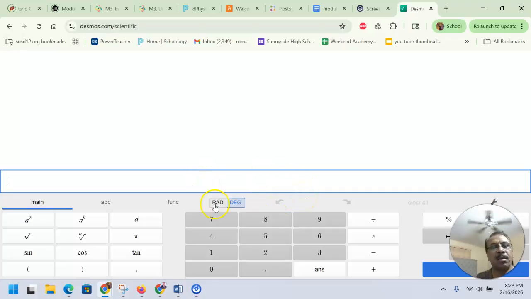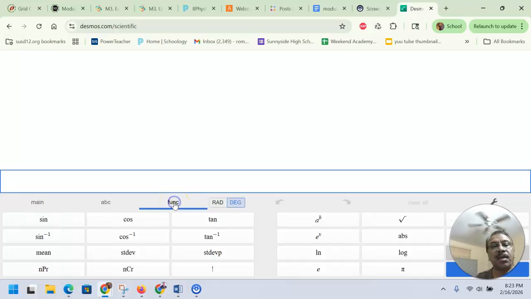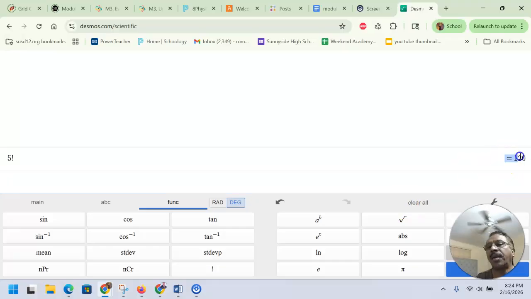Okay. So now we want to know. So click on this function, and you will see there is a factorial. First of all, you need to put the number 5, which I forgot. So I'll put a 5 there. So that's the 5, and then click on this and enter, and you can see clearly there's 120.